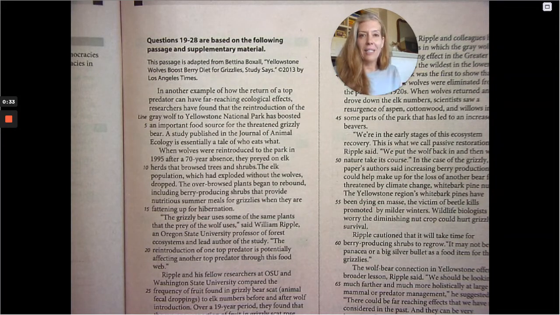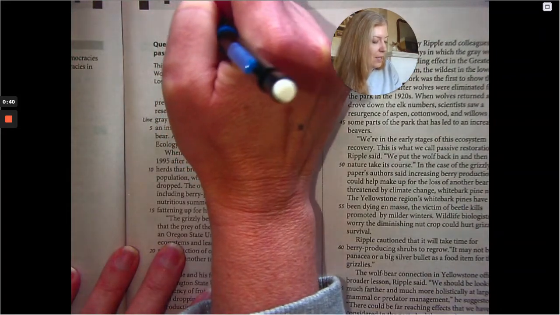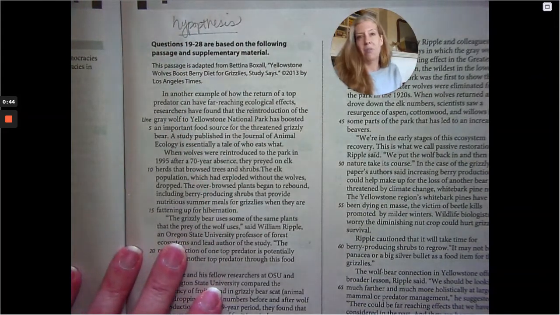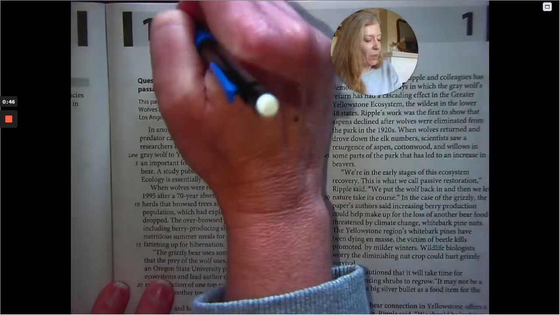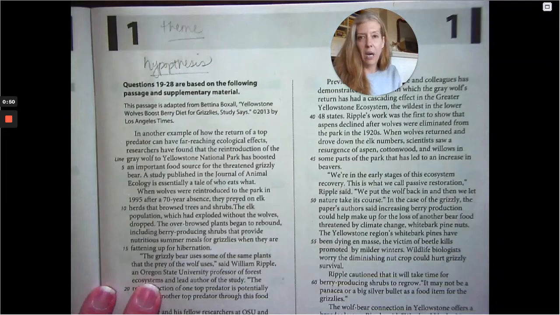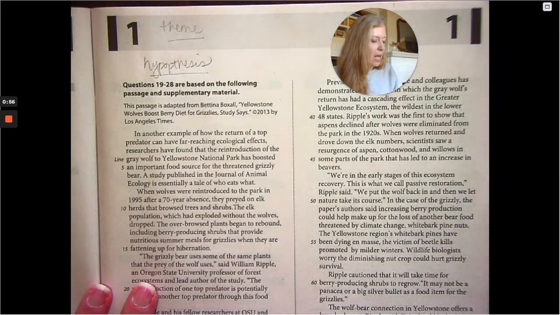Science. Every single time you have a science, you're looking for the hypothesis. That is the reason for the questions. You want to read for theme, as we always do, meaning what's it overall about, why did the author write it, but you really want to find the hypothesis. And when you do find the hypothesis, bracket it.